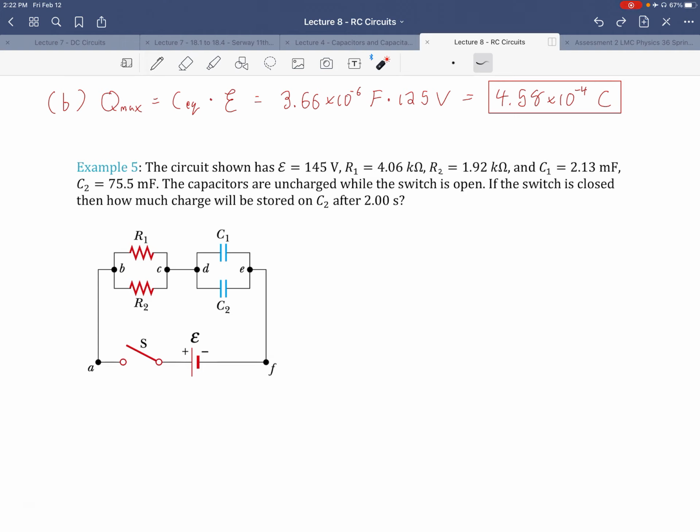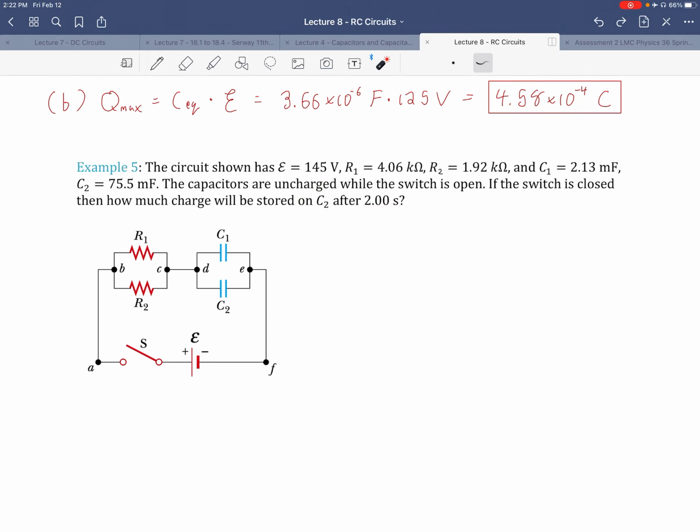The circuit shown has an EMF of 145 volts. R1 is 4.06 kiloohms. R2 is 1.92 kiloohms. There, I correctly labeled it. And capacitance 1 is 2.13 millifarads. Capacitance 2 is 75.5 millifarads. The capacitors are uncharged. So we're charging them while the switch is open. If the switch is closed, then how much charge will be stored on capacitor 2 after 2 seconds?